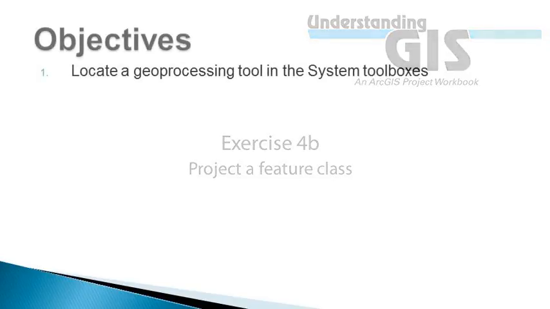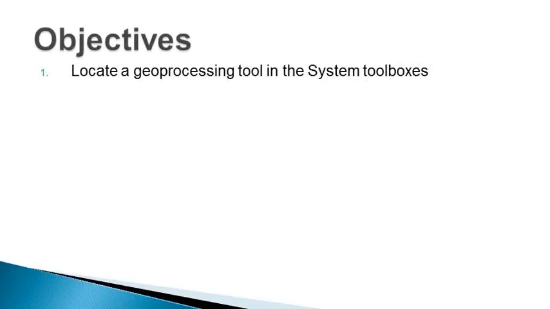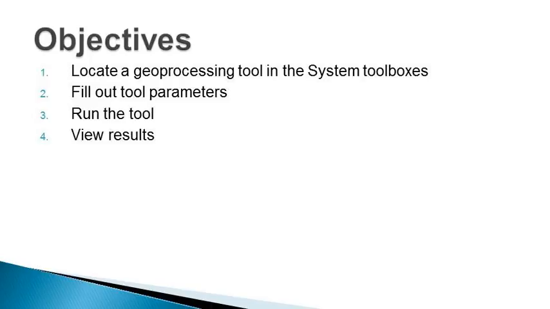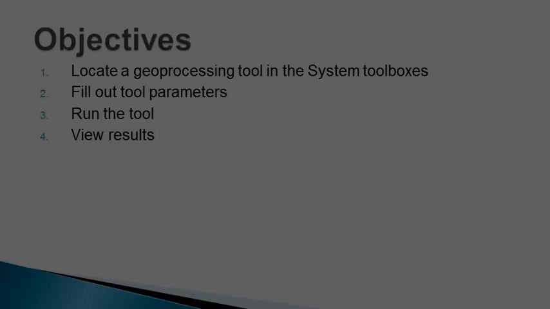Our first objective is to locate the tool we want in the hierarchy of ArcGIS system tools. Specifically, we'll be working with the Project tool, which changes the coordinate system of an input dataset. Second, we'll fill out the tool parameters, like the names of the input and output datasets, and other variables. Third, we'll run the tool. And fourth, we'll look at the results of the operation.